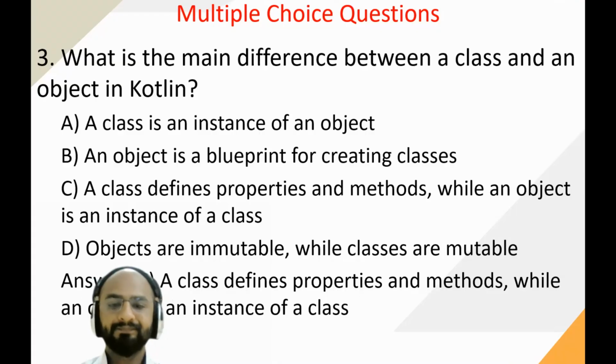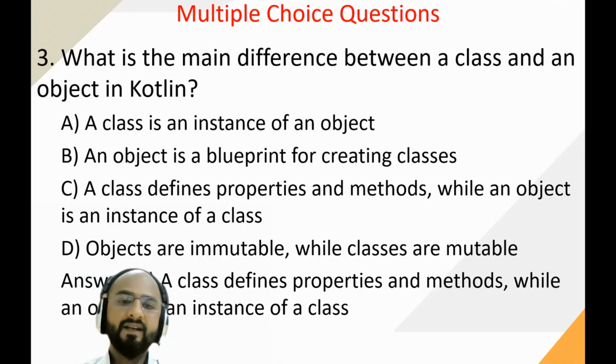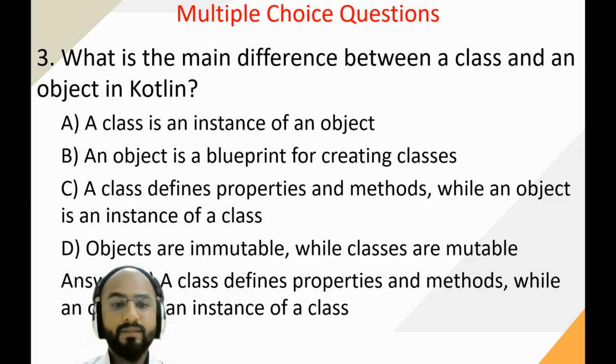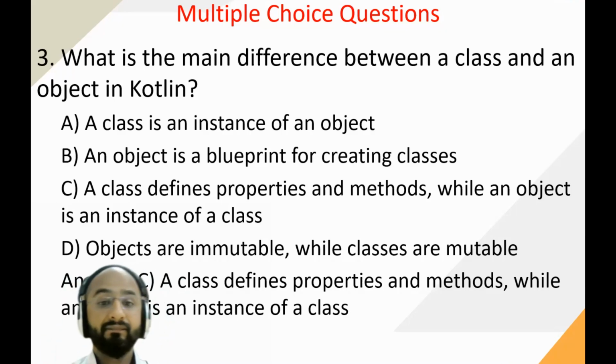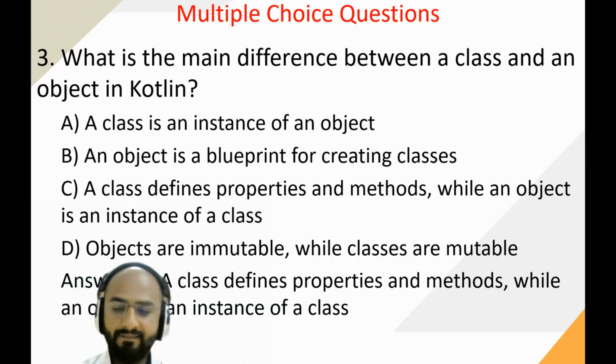Now, third question. What is the main difference between class and object? As we discussed, let's provide the answer to this question. A, a class is an instance of an object. B, an object is a blueprint for creating a class. C, a class defines properties and methods, while an object is an instance of a class. D, objects are immutable, while classes are mutable. So the right answer is C. A class defines properties and methods, while an object is an instance of a class.